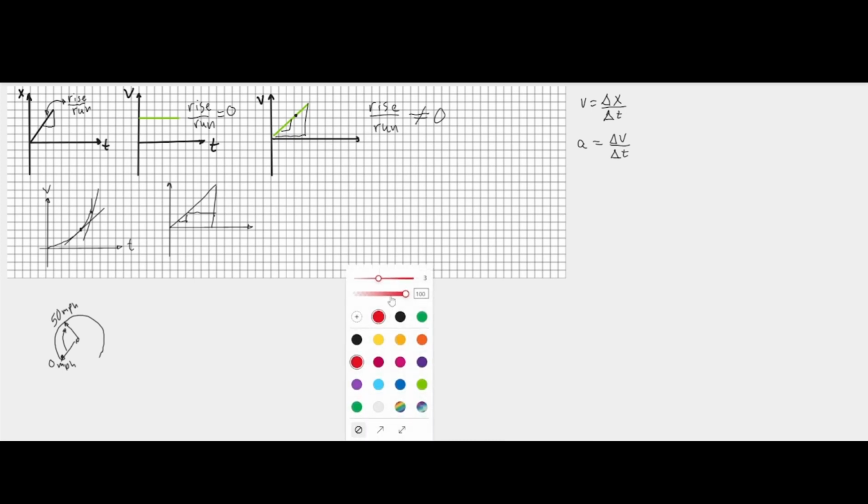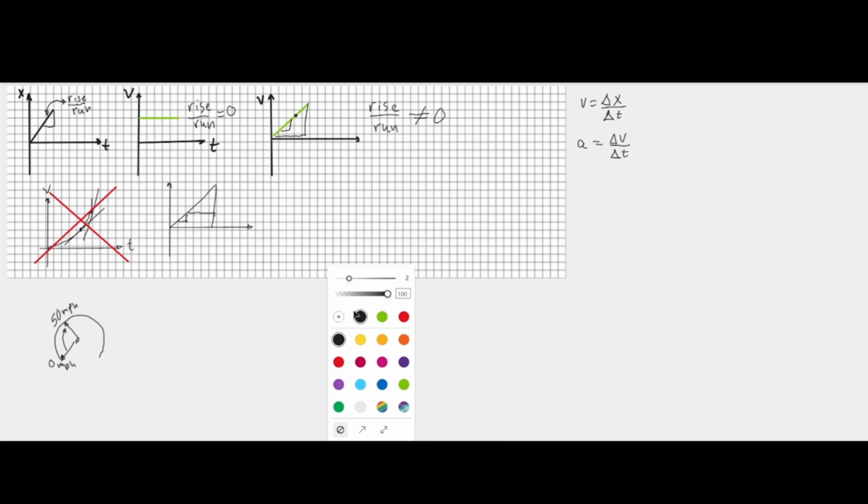This is not something you'll have to deal with. This is just for your information that in the real world, that's how motion changes. Okay, it's not always nice straight lines. We're going to only have to deal with constant acceleration. So we're going to start exploring acceleration a little more in future videos. I just wanted to introduce it here.